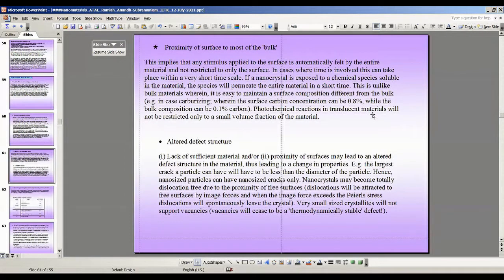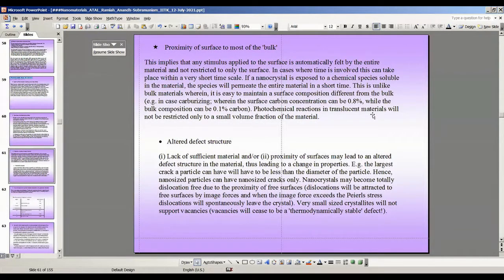And also the fact that you have proximity of the surface to most of the bulk. That means that if you take a very thin foil of gold, it will become transparent. Normally, because plasmon absorption takes place over a range of thicknesses, gold becomes opaque. But here you just don't have sufficient material, and the light can transmit through it.